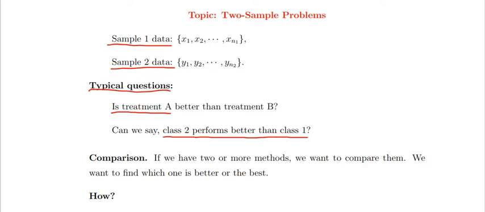So if we have two samples, the two sample problem usually is comparison. If we have two samples or many samples, we just want to compare, right? We want to compare whether this is better than the others, or if we have many, then we try to find the best one. To find the best one, at first we need to compare. Okay, so how can we conduct those comparisons?